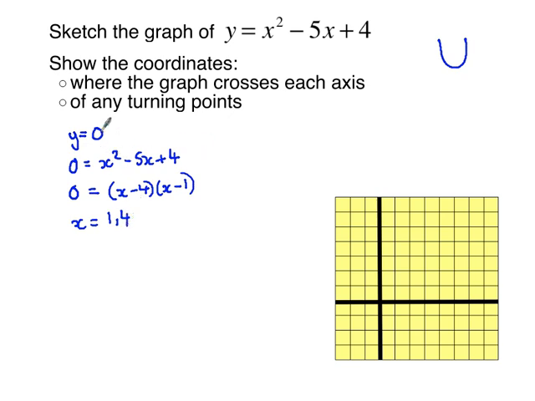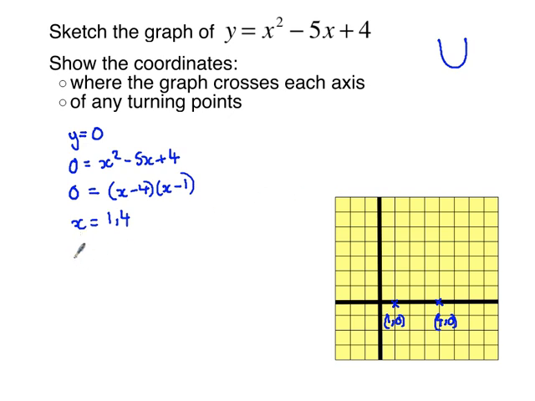So in terms of the graph, that tells me that when y is 0, x is 1, and when y is 0, x is also 4. So the coordinates of that will be (1, 0) and (4, 0). So that's where it crosses the x-axis.